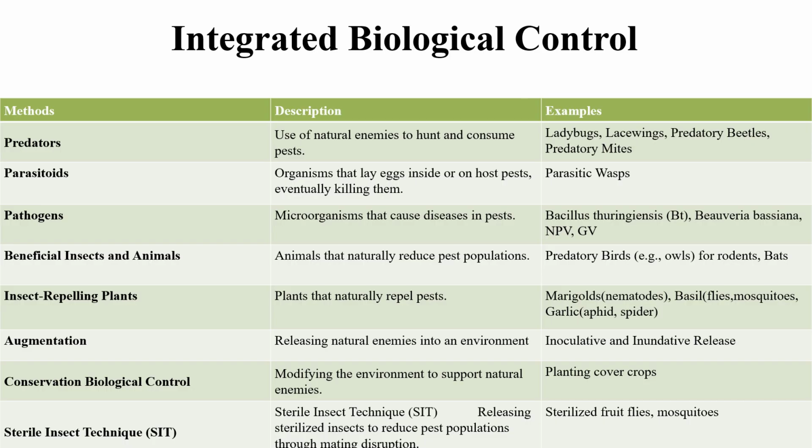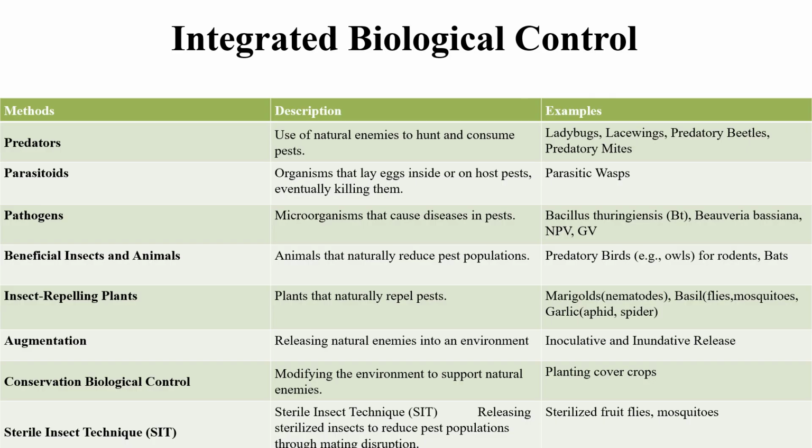Another method is augmentation. Augmentation is basically releasing natural enemies into the environment. It has two methods: inoculative and inundative release. Another method is conservation biological control. Conservation biological control is basically modifying the environment to support the natural enemies. For example, plant covering.